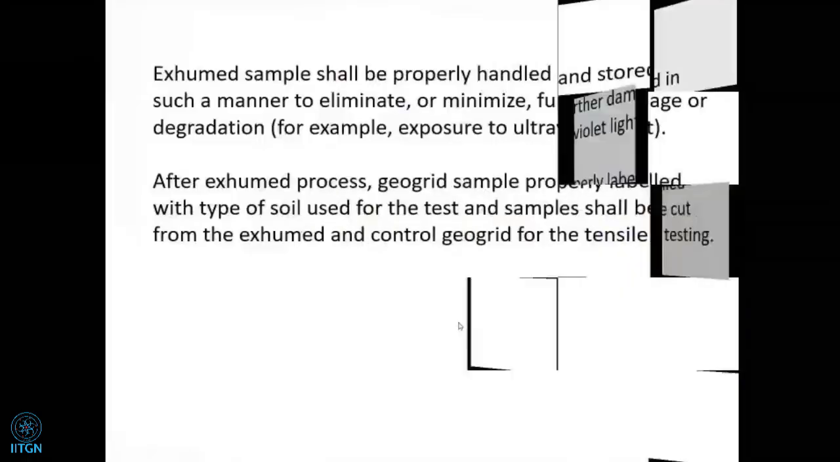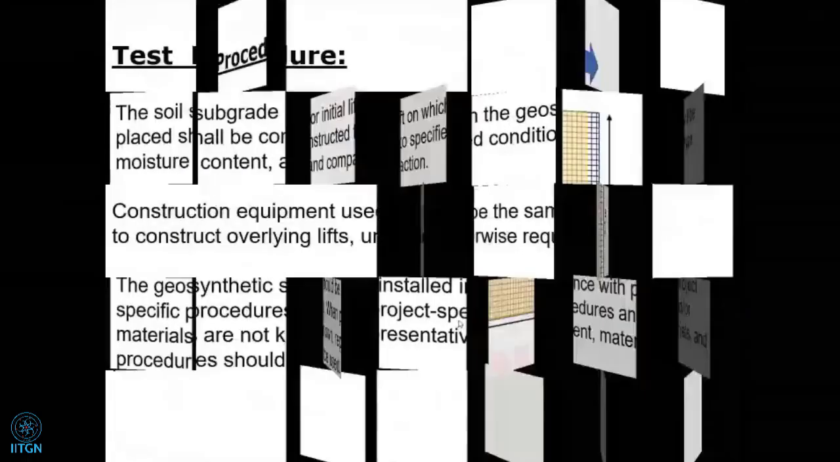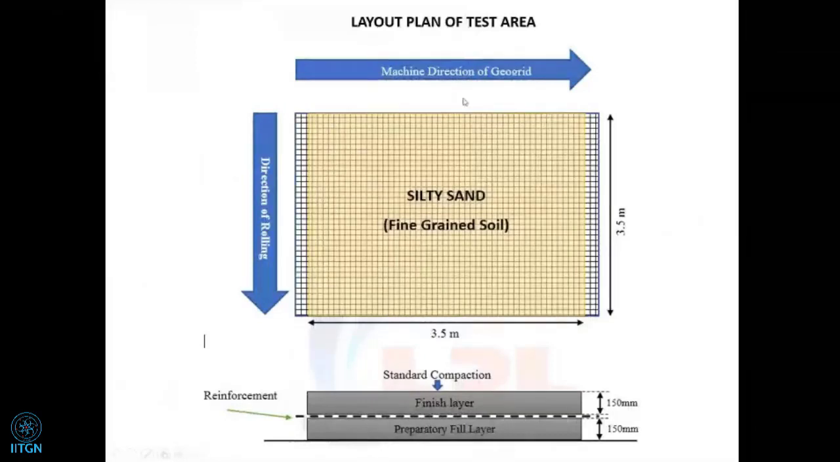The cross section is like this only. This is the one bay of 3.5 by 3.5 meter, just shown in a sketch diagram. Our geogrid is laid in the machine direction, and perpendicular to this is the direction of rolling of the vibratory roller. Then this is the section in the bottom portion. The preparatory fill layer should be compacted to 150 mm thick. Then we have to put our geogrid. Then again a finishing layer of 150 mm compacted. This is the cross section of this bay.